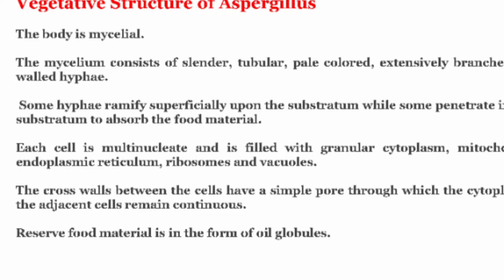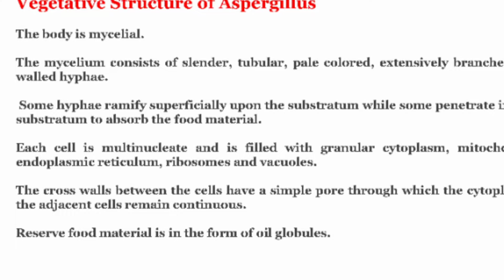Vegetative structure of Aspergillus. The body is mycelial. The mycelium consists of slender, tubular, pale-colored, extensively branched, thin-walled hyphae. Some hyphae ramify superficially upon the substratum while some penetrate into the substratum to absorb the food material.